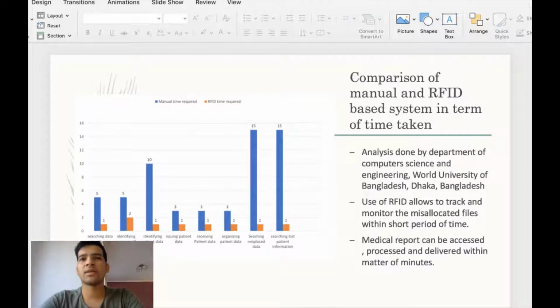The graph indicates the analysis done by the Department of Computer Sciences and Engineering, Old University of Bangladesh, Dhaka. It shows the use of an RFID-based system against a manual file system in terms of time taken. Use of RFID allows tracking and monitoring of mislocated files within a short period of time. The medical records and files can be addressed, accessed, processed, requested, and even delivered easily without any time delay.